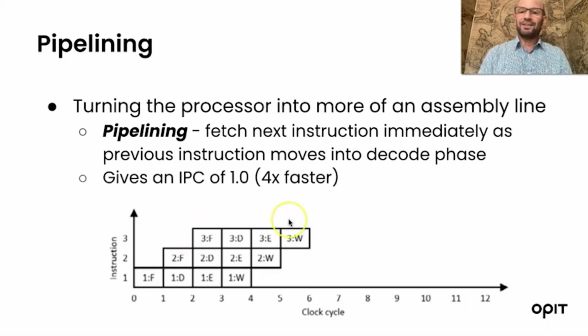So what this does is it improves our IPC, which previously was 0.25. It improves it to 1.0. So essentially, using this pipelining model, we're taking advantage of our processor in a way that is 4 times faster. So that's a big improvement.